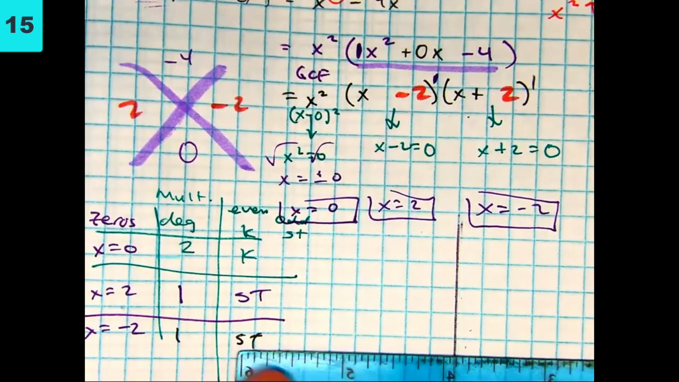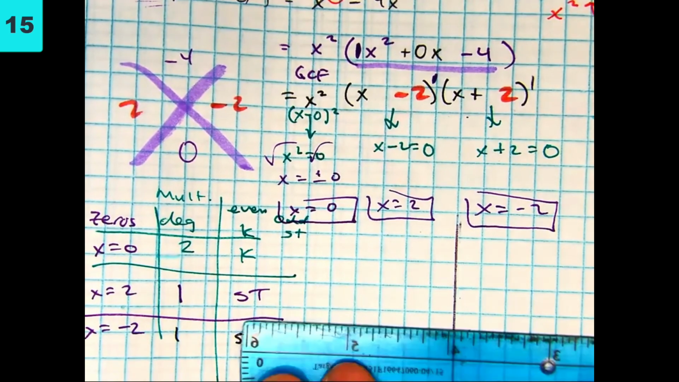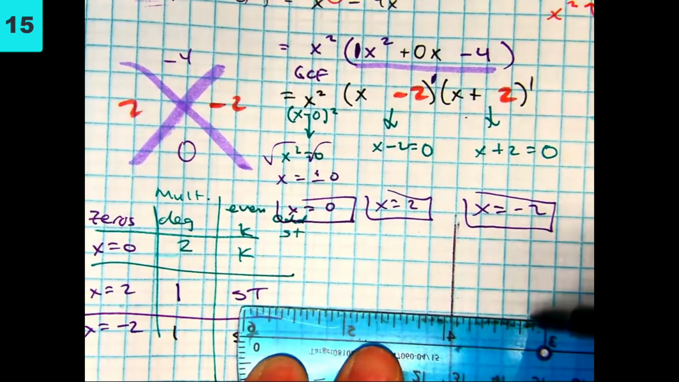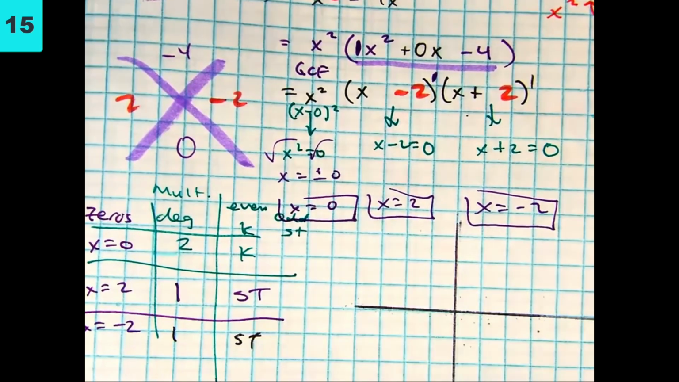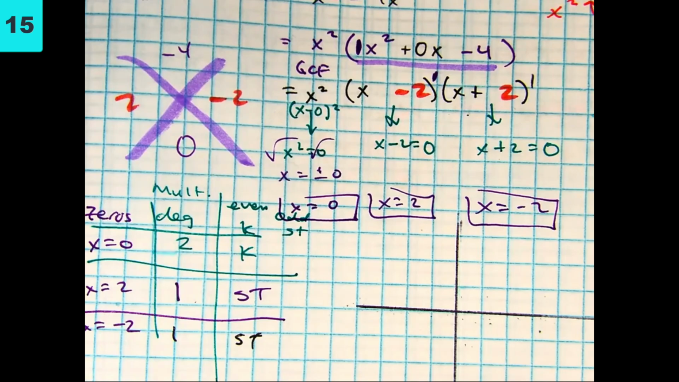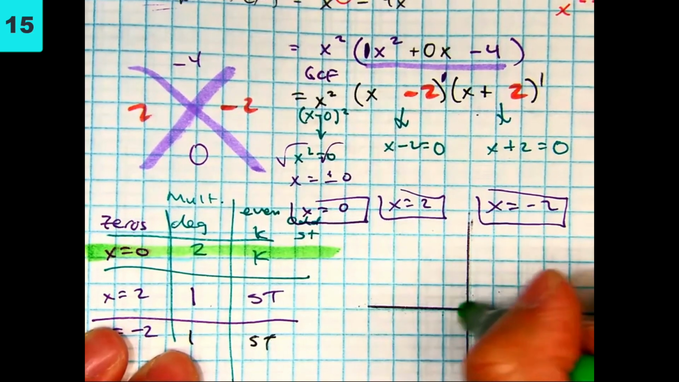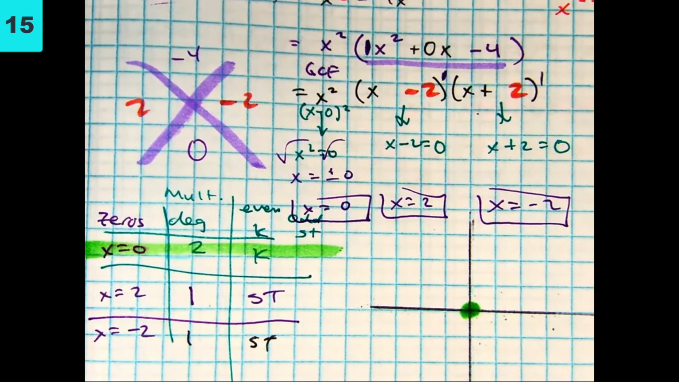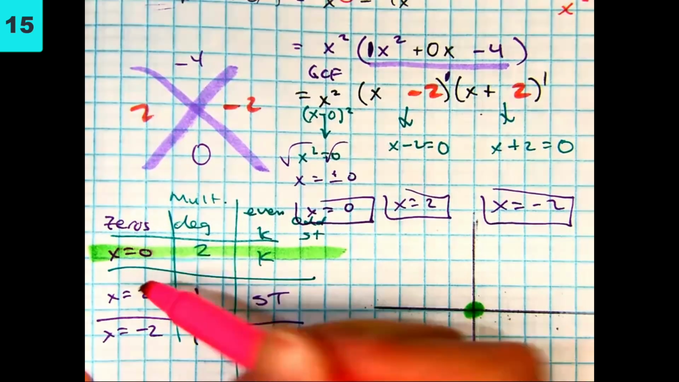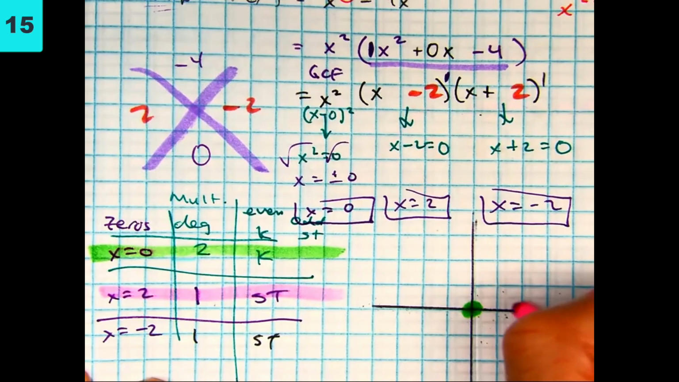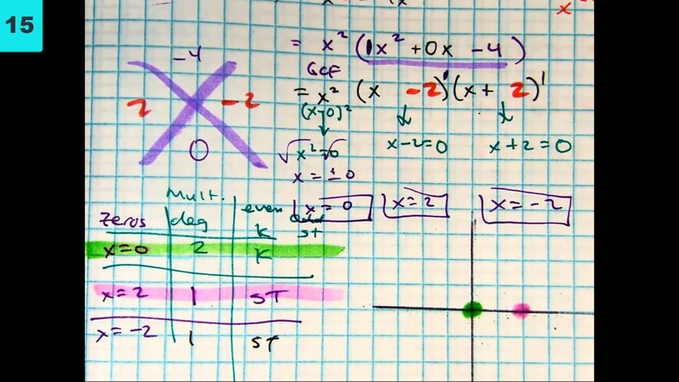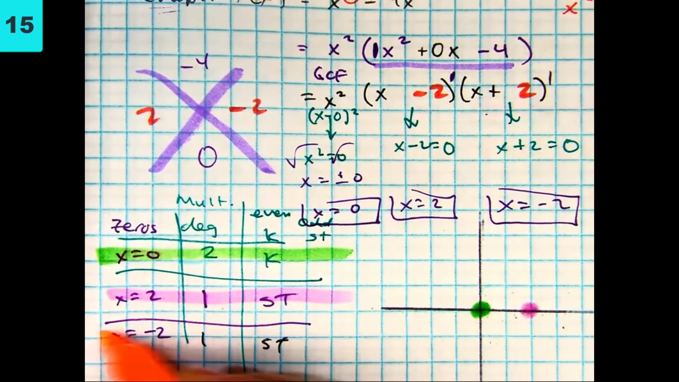Think ahead as you're graphing. You have 0, 2, and negative 2, so they're pretty close to the origin. Color code it, looks nice. There's my x equals 0, x equals negative 2, x equals negative 2.